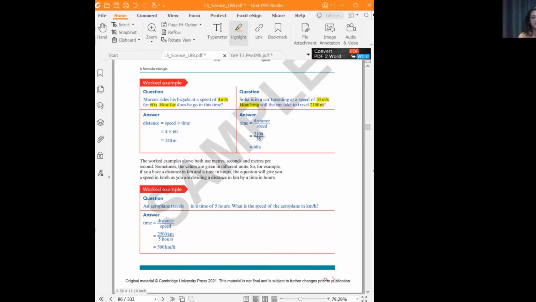So let's see if we can find the important bits in this question. We have a time of 5 hours. We have a speed that we are searching for because we do not know what the speed is. And we have a distance of 2,500 kilometers. When we look at our next example, remember these different numbers.